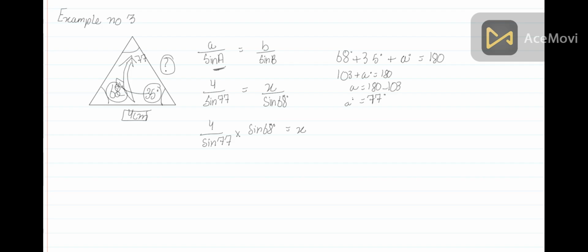Okay. Now just use the calculator. 4 divided by sine 77, multiplied by sine 68, and it is equal to 3.806 centimeters, which is the length of x. So this is the length of x.